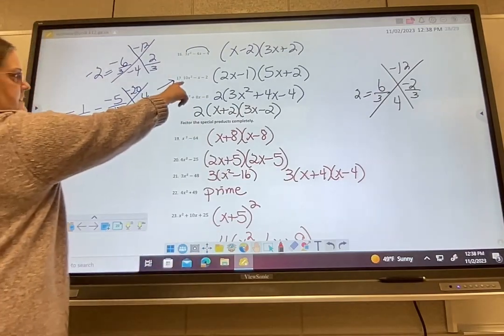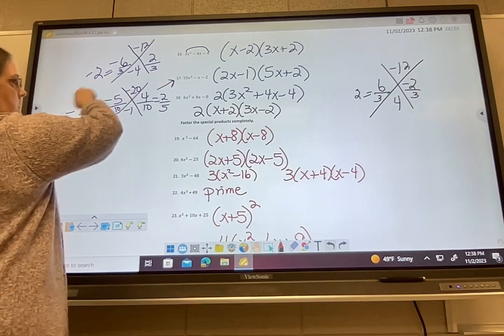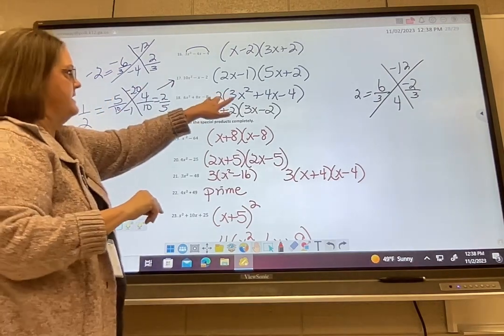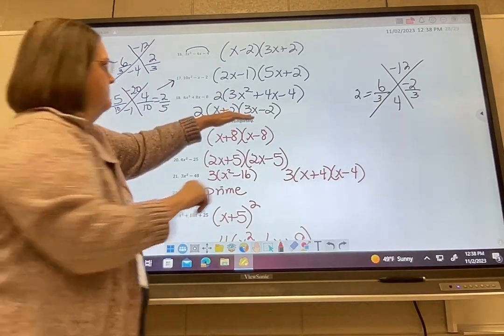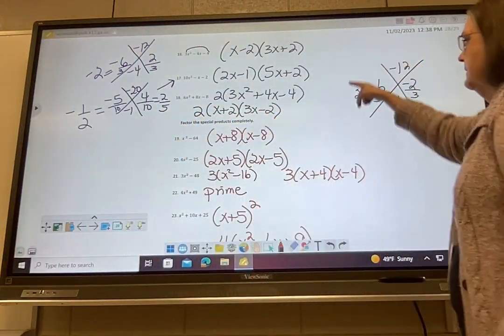I do the same process here, same exact process. You can see the work right here. I do the same on this one, I take out the GCF of 2 and do the same process. I rainbow it. I wrote that out over here.